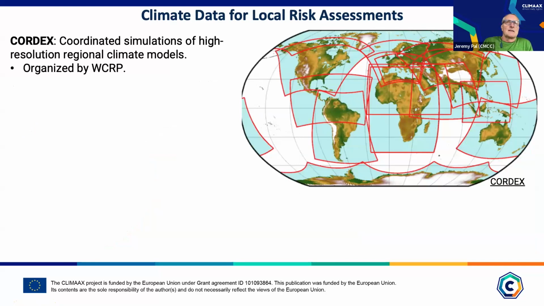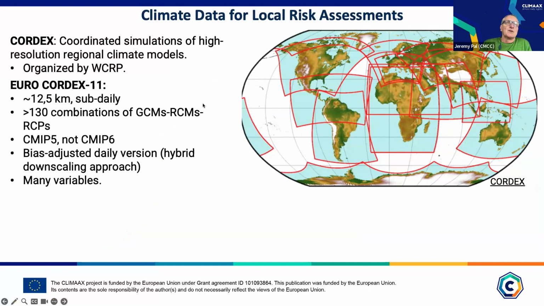Okay, let's talk a little bit more about the dynamical downscaling. I think many risk assessments are using what's called the CORDEX product, or coordinated simulations of high resolution regional climate models. It's also organized by WCRP, and you can see in this picture all the different domains we have for this CORDEX experiment. We're using EuroCORDEX, so for the European domain, but there's also a Mediterranean domain, by the way. And these are simulations at 12.5 kilometers sub-daily.